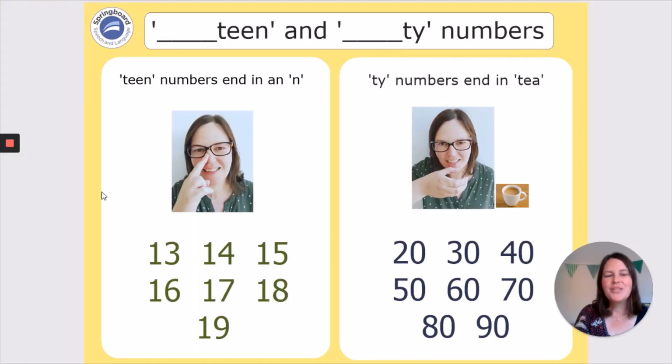For T, the T numbers, what I've taught children to do is mime having a cup of tea. 20, 30, 40, 50, etc. So that there's a clear difference between whether you're saying 50 or 15. It's just visually, I know now. So that really helps. So this is our poster that we've made to help children remember those two gestures, the teen and the T numbers.